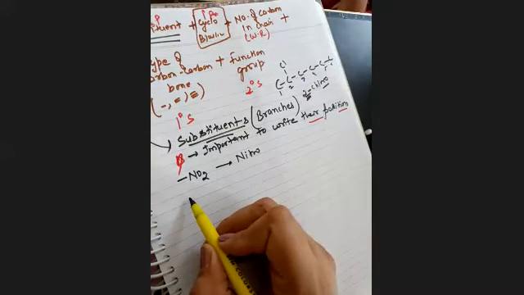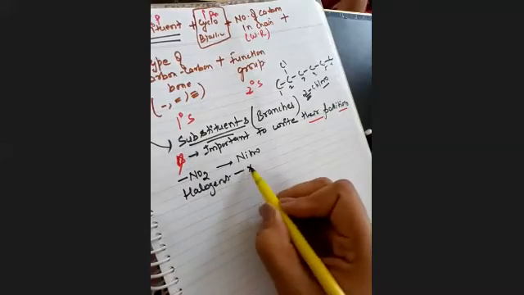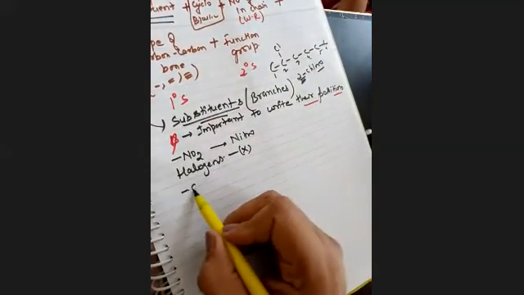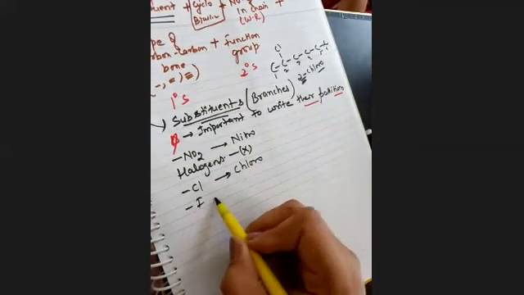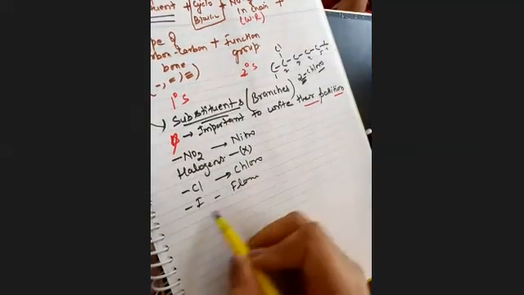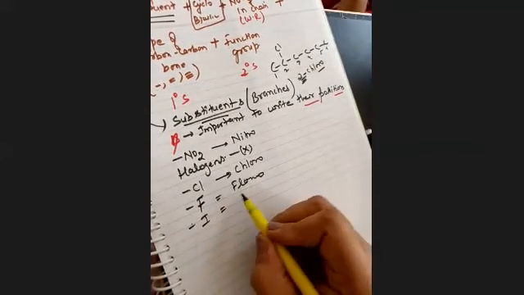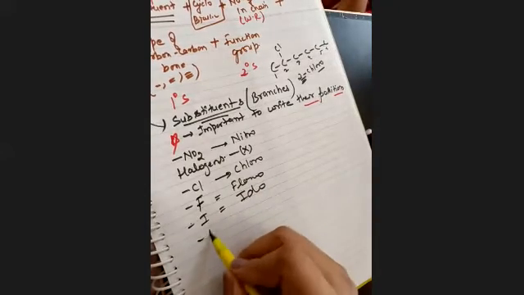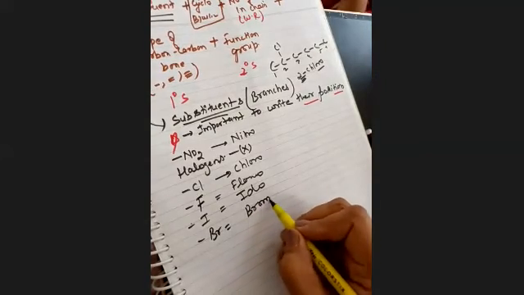If you have, for example, halogens, halogens we used to mention with X. So any halogen will be there. For example, if you have Cl, it will be chloro; fluoro; if you have iodine, then it will be iodo; if you have bromine as a substituent, it is bromo, okay?